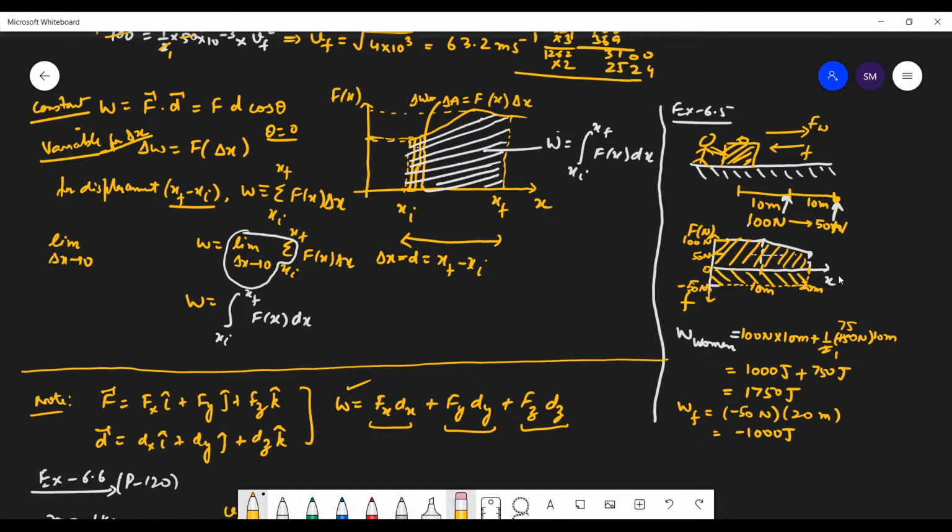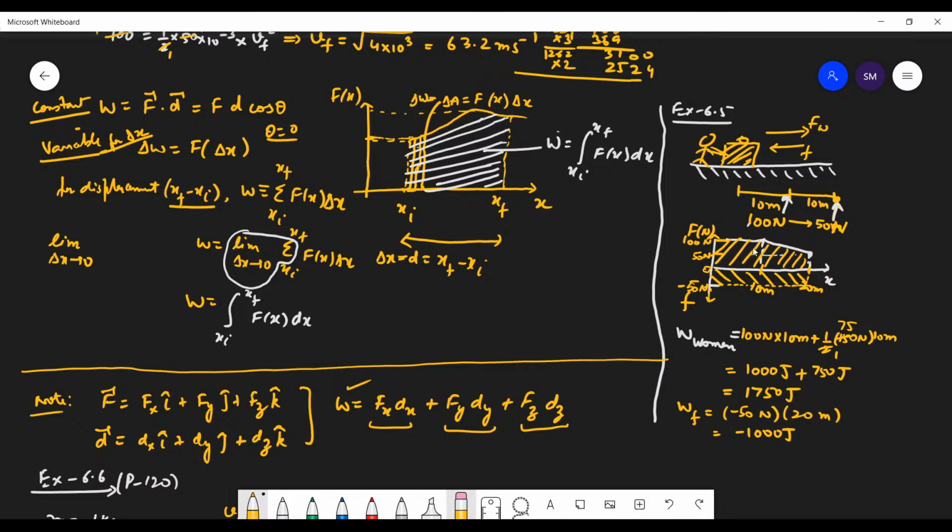So let us draw this graph. This is the position and this is the force. Force was 100 up to 10 meters, and then the force reduced linearly up to 50 Newton, and the position was 20 meters. And what about the friction force? Friction force is the same throughout 20 meters, and that is given to us, that is 50 Newton, and obviously it is in the opposite direction. If this direction I am taking positive, then this direction will be negative, so that is minus 50 Newton.